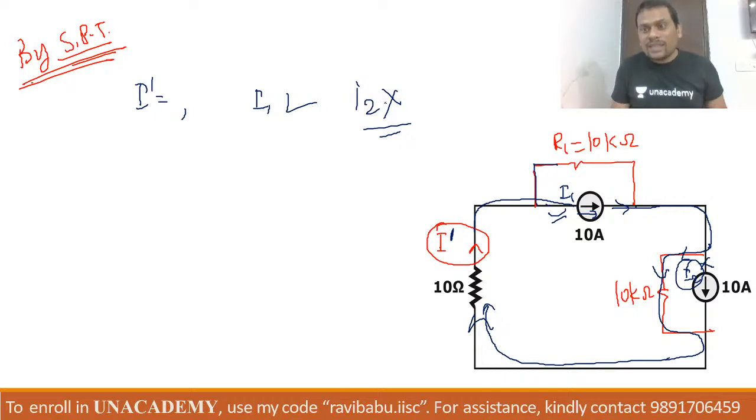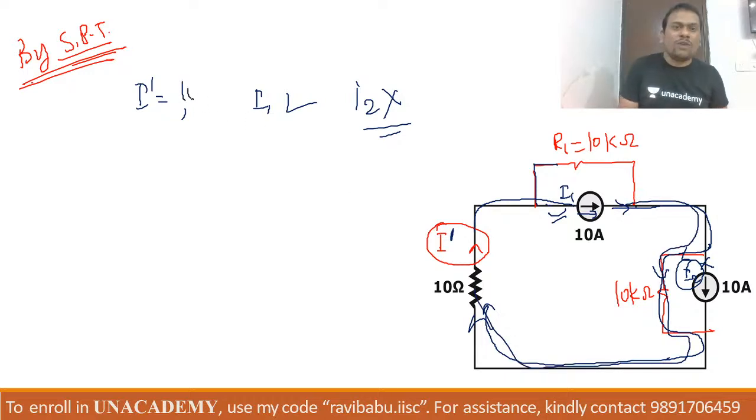So see, this current source value will be 10 ampere and will constantly flow in this fashion. So the I dash value will be 10 ampere. Why are you worried? You're not supposed to do this thing.